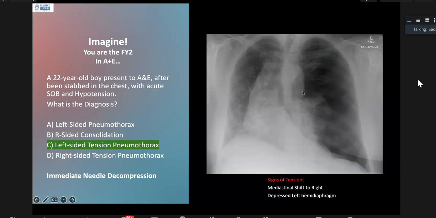So over here, as you can see, there's the collapsed lung outlined. And then you can see the signs of tension. Number one being the depressed left hemidiaphragm, and then also the mediastinum has shifted to the right-hand side. So mediastinal shift to the right would mean left-sided tension pneumothorax. You can see the trachea here as well has shifted to the right-hand side. And management for this, for those of you who answered, is immediate needle decompression.